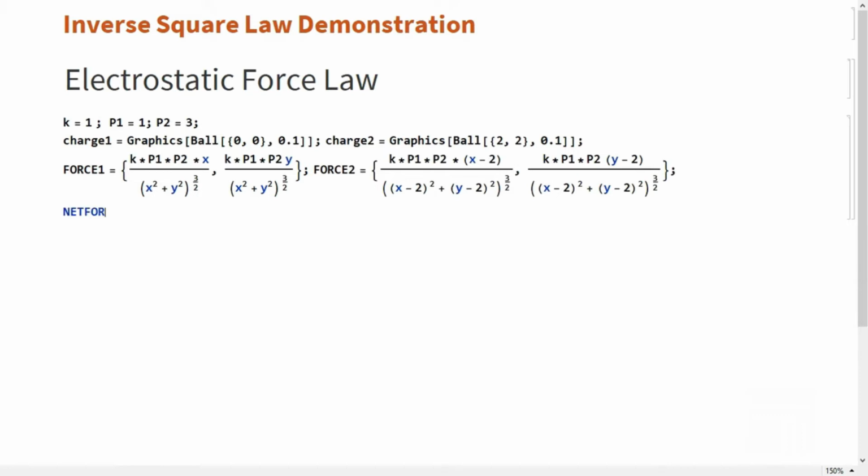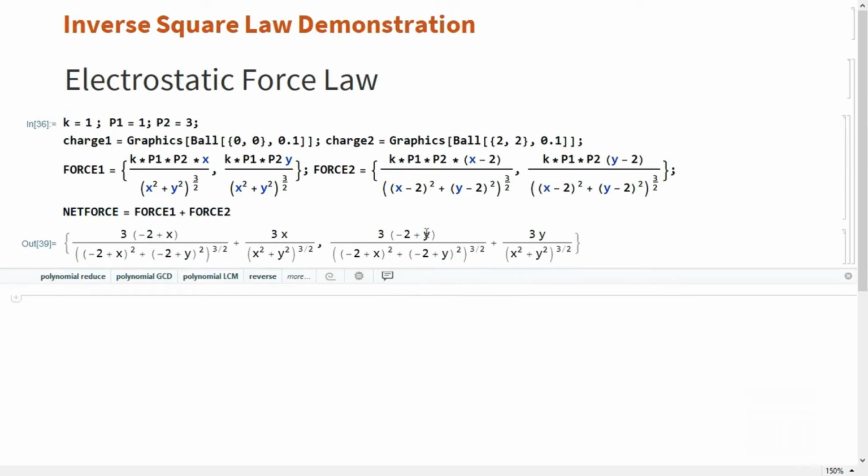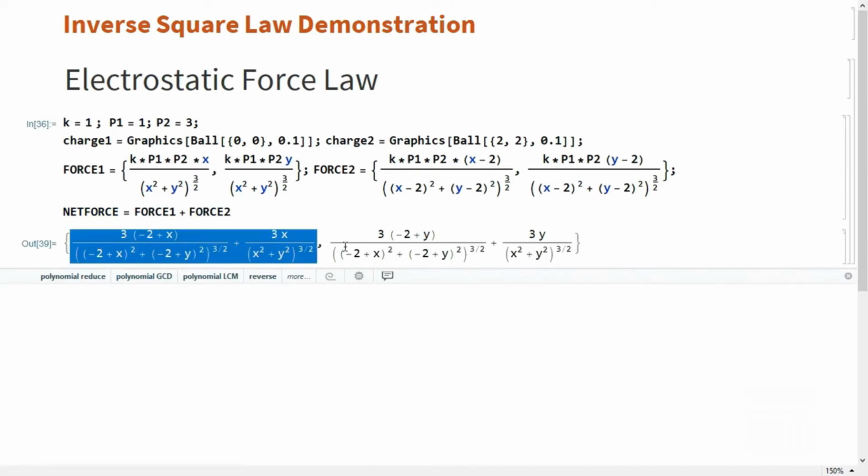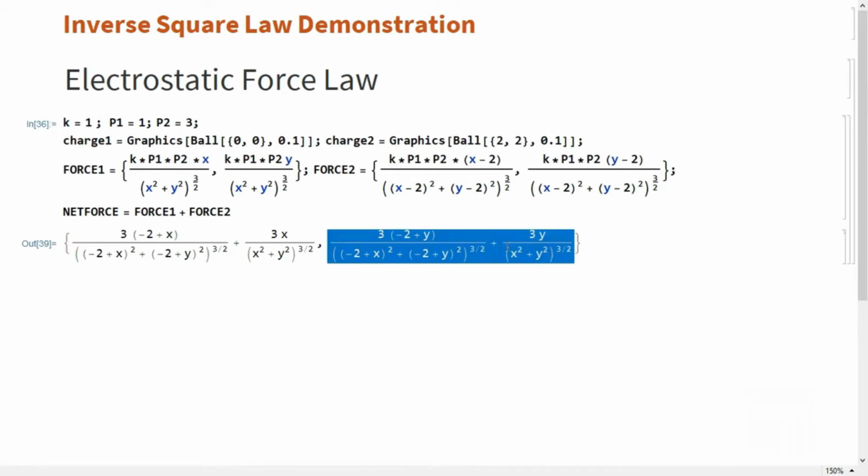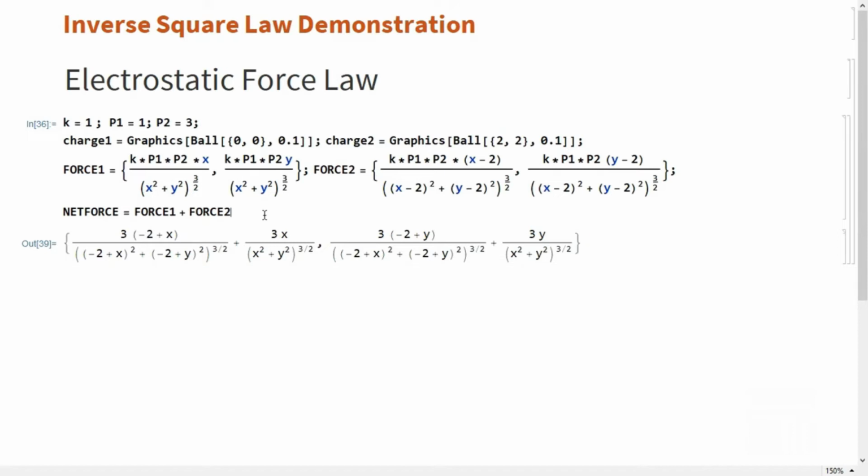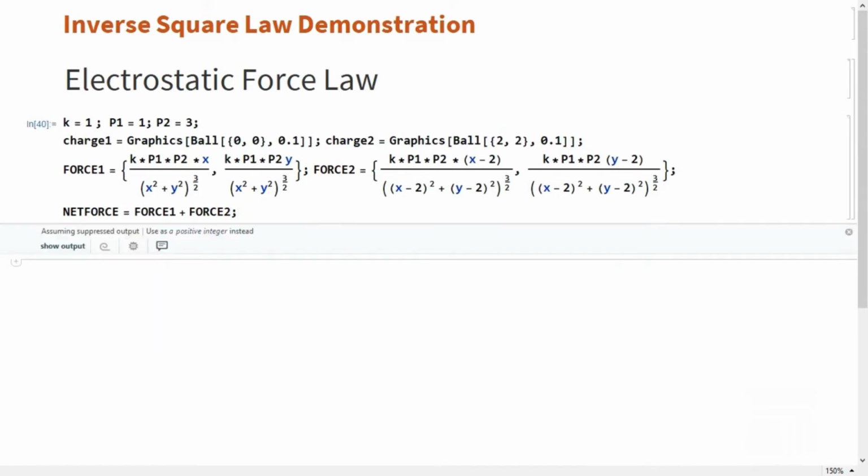So the next thing is we have to type something called the net force. Net force, let's define it to be force 1 plus force 2. To see if this is working, we type it, and we can see that Mathematica has actually added this component-wise, that is a vector addition, right? Okay, so again we're putting a semicolon.